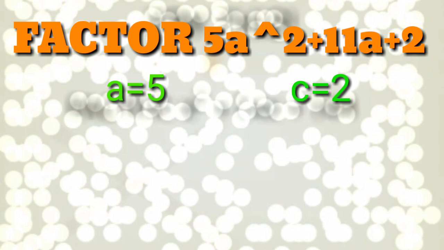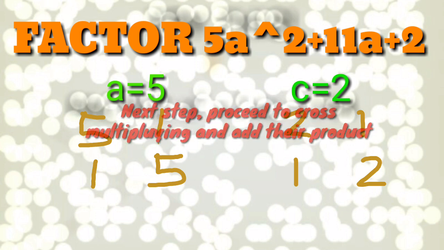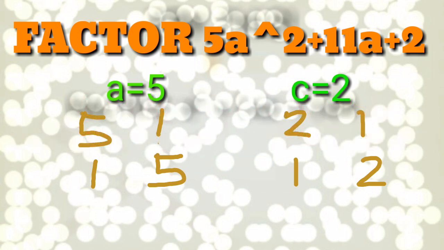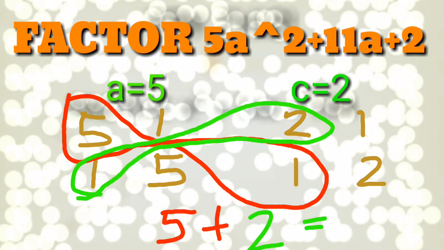The factors of 5 are 5 and 1, 1 and 5. And the factors of 2 are 2 and 1, and 1 and 2. Next step, proceed to cross multiplying and add their products. The cross multiplying will start in the first factor. First, 5 times 1 is equal to 5, and 1 times 2 is equal to 2. 5 plus 2 is equal to 7, and their sum cannot satisfy the middle term, which is 11.